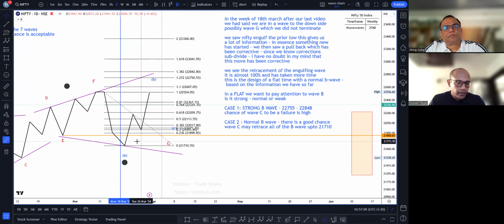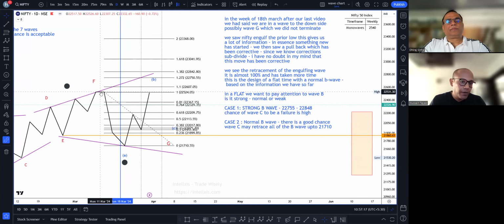Sir, whenever the retracement of this engulfing leg, that is this retracement, is more than 81% and has taken more time than this engulfing wave, it is the recipe of a flat pattern. As of right now on my screen, I have a strong B wave because it has retraced more than 81%, but it is just under 100%.